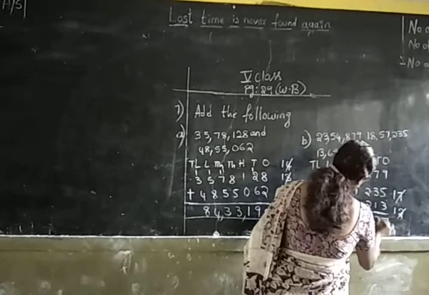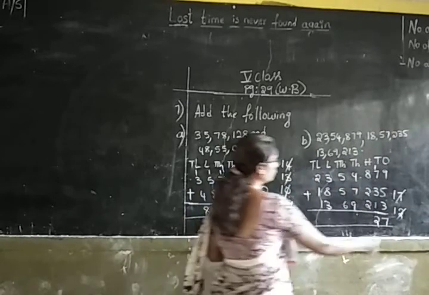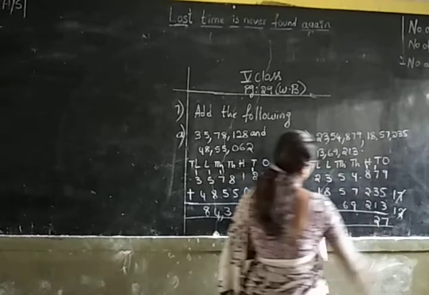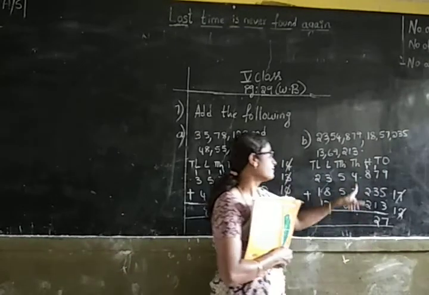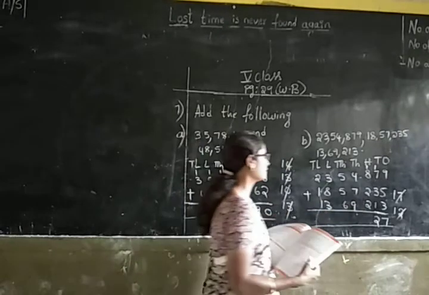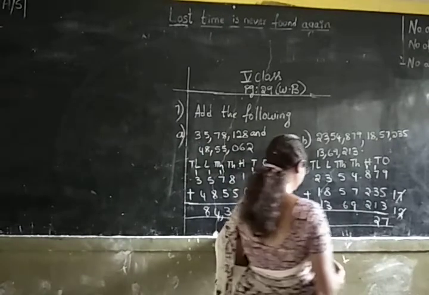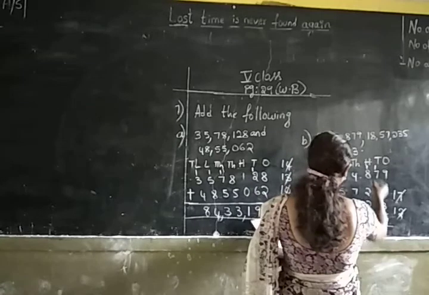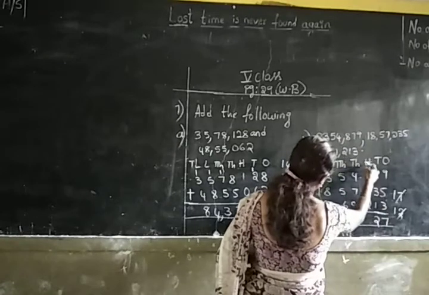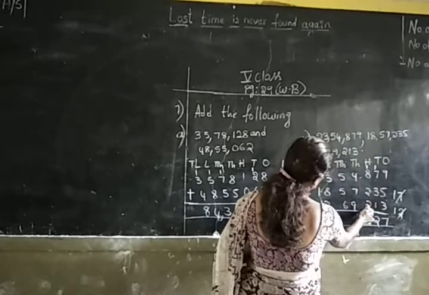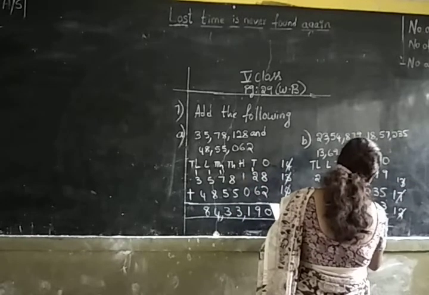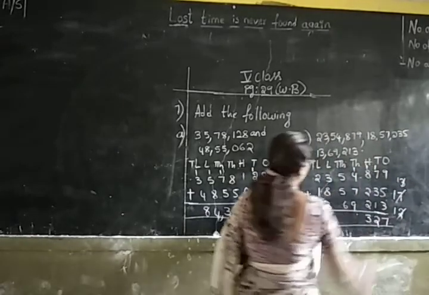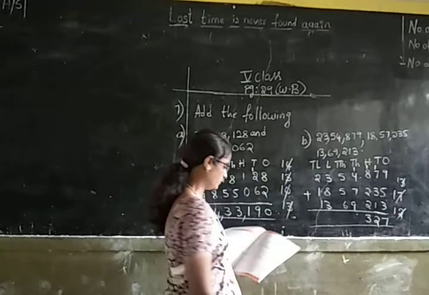11 plus 1 is 12. So you have to put 2 in 10's place and carry away 1 to the 100's place. Here in 100's place, you have to add the numbers. 8 plus 2 is 10, 10 plus 2 is 12, and 12 plus 1 is 13. You have to put 3 in 100's place and carry away 1 to the 1000's place.